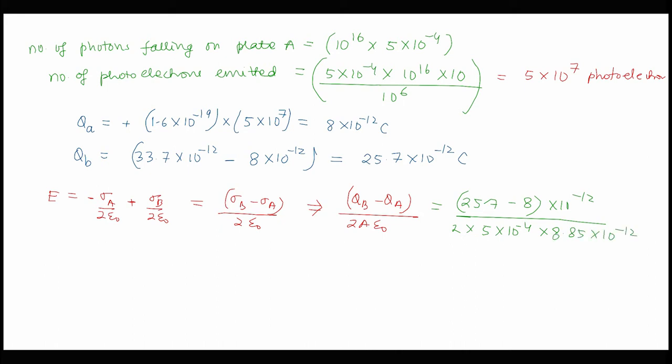So we obtain electric field equivalent to 2000 Newton per coulomb. So this is the value of electric field that is filling the region in between the plates. Now we are coming to the third part.